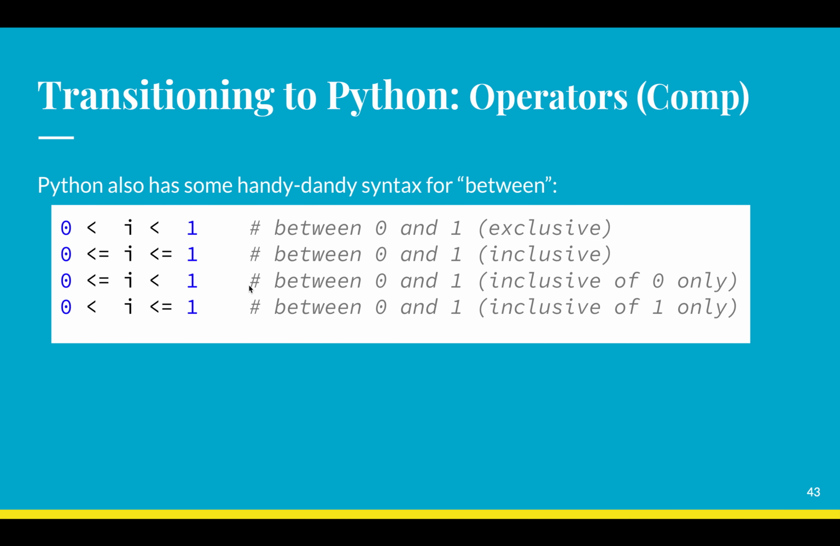Python has some handy syntax, so if you want to say if 0 is less than I and then I is less than 1, you can just write it kind of like this, the same way you do in math. You can also mix and match less than or equal to operators with the less than operator. This syntax is very kind of convenient.